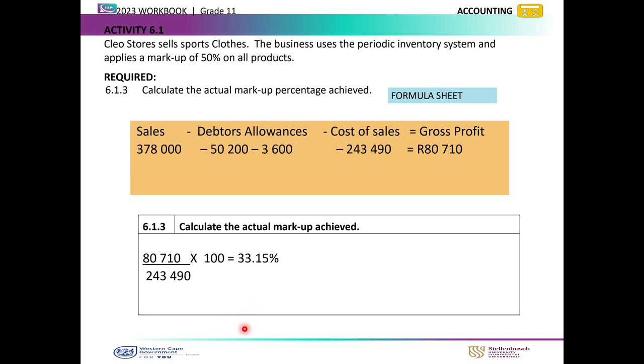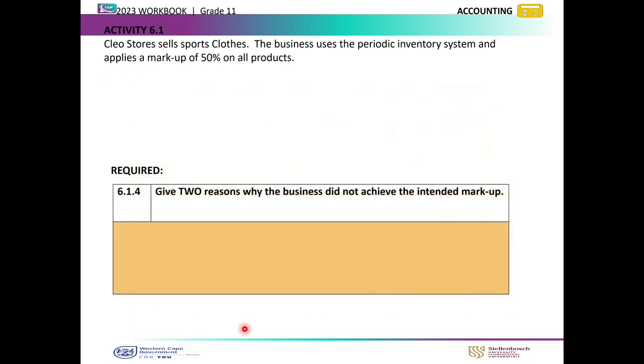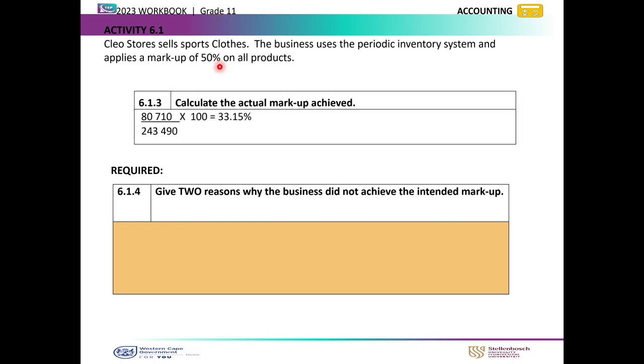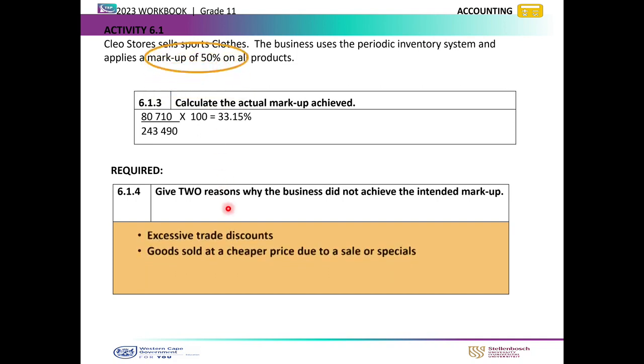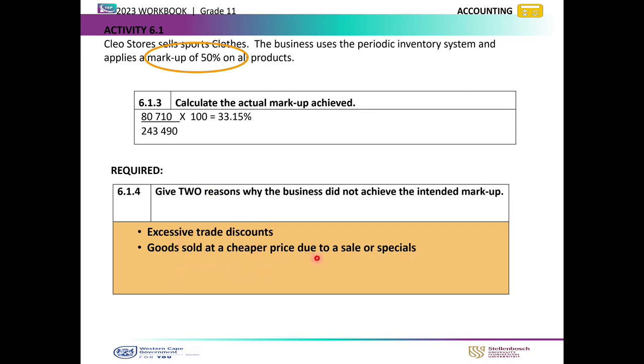So how do I go about using that information? What does that actually mean for the business? This means that, why could they have done that? How could this have been possible? Okay, it could have meant that they gave too much discount on certain items, goods sold at a cheaper price due to a sale or specials, such as, for example, when in summer they like to sell winter clothing, blankets and things like that, or vice versa. Example, in winter they like to sell summer clothing or camping things as well.